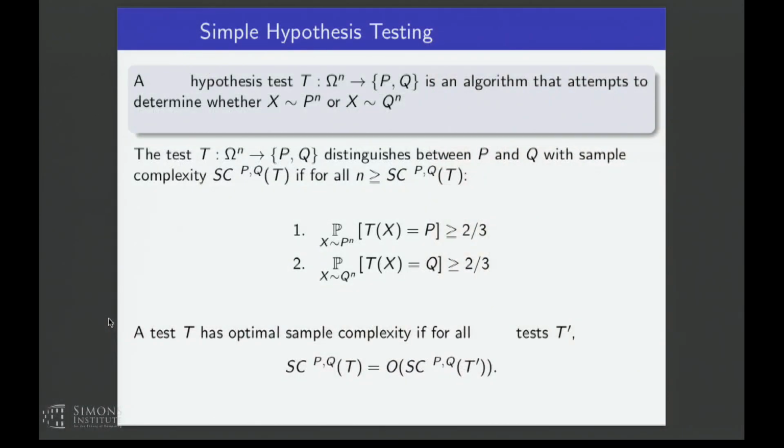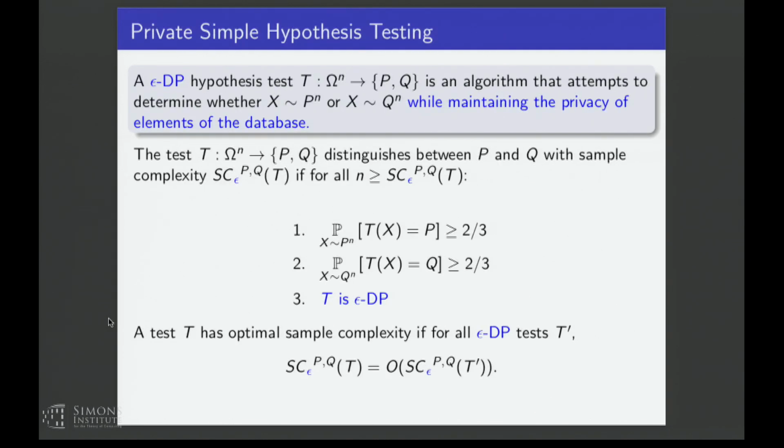If 2/3 doesn't seem very high to you, we can amplify this to any constant with a constant factor increase in our sample complexity. And I've said this word sample complexity a few times. So the sample complexity of a test is the smallest n such that if I have a database of at least that size, my test always works at distinguishing between P and Q. So it always satisfies these two things. And I'm going to say a test has optimal sample complexity if its sample complexity is big O of any other test. So I'm talking about asymptotic sample complexities.